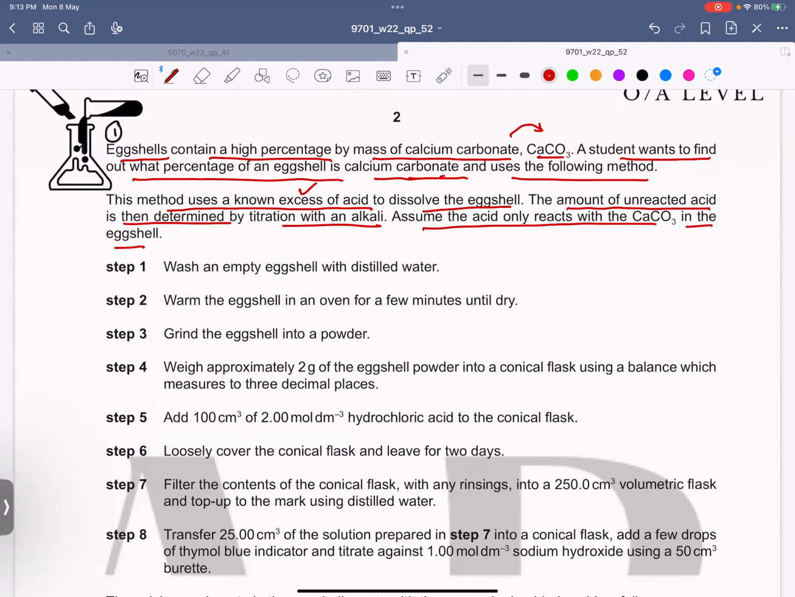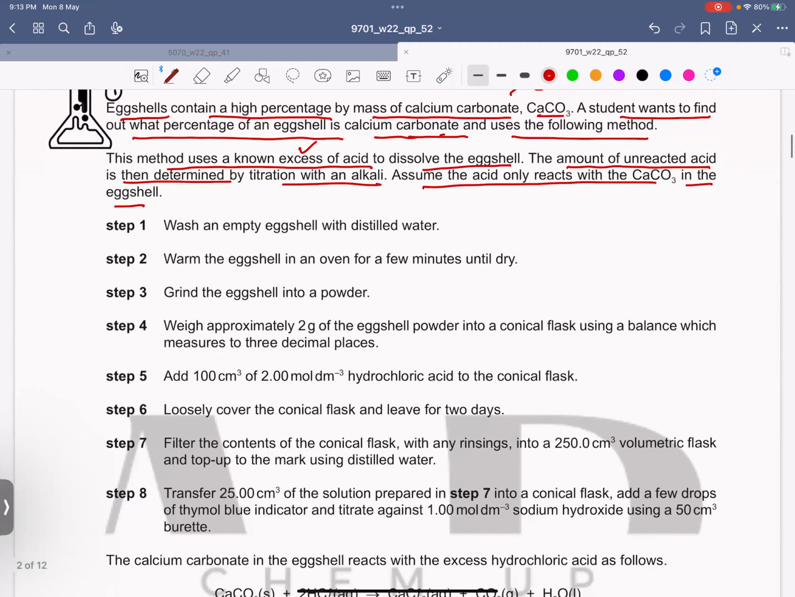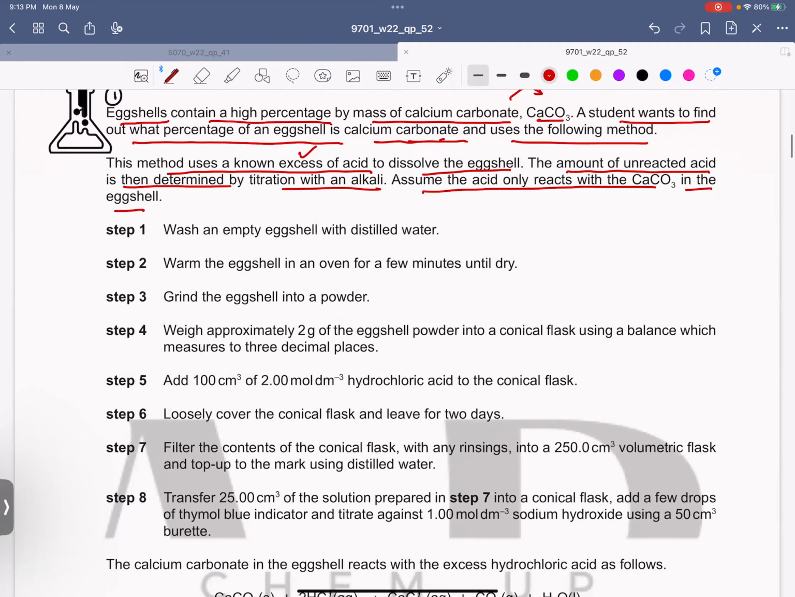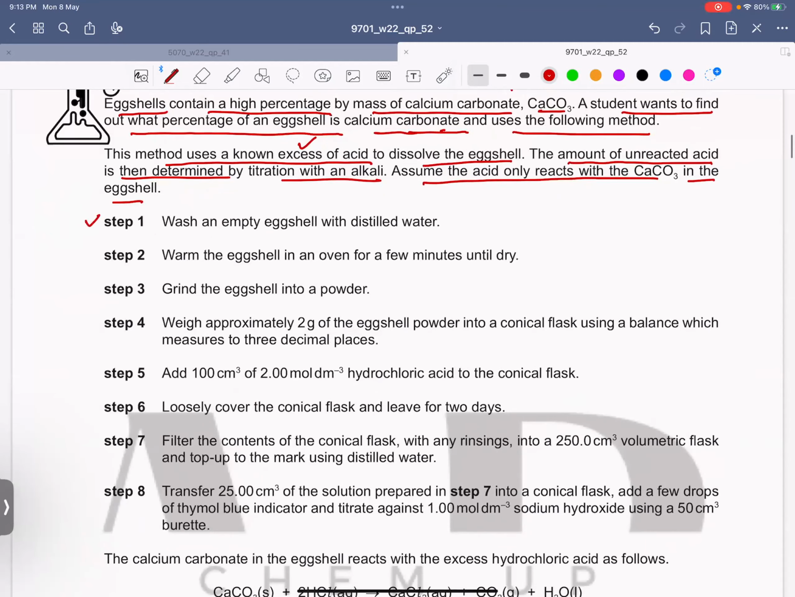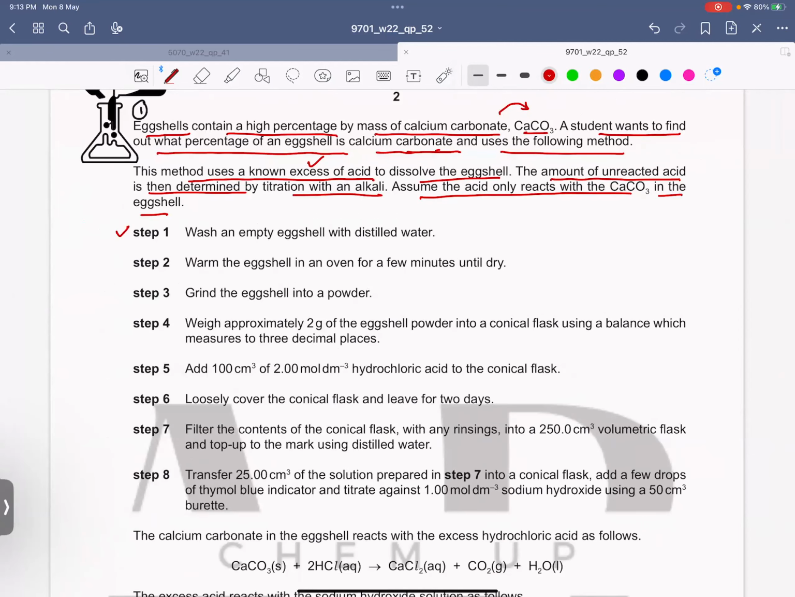Okay. Now let's discuss the steps. Step number 1: wash an empty eggshell with distilled water. Step number 2: warm the eggshell in an oven for a few minutes until dry. Then in step 3, grind the eggshell into powder to increase the surface area. And in step 2, it was dried in the oven to make sure that the water evaporates.